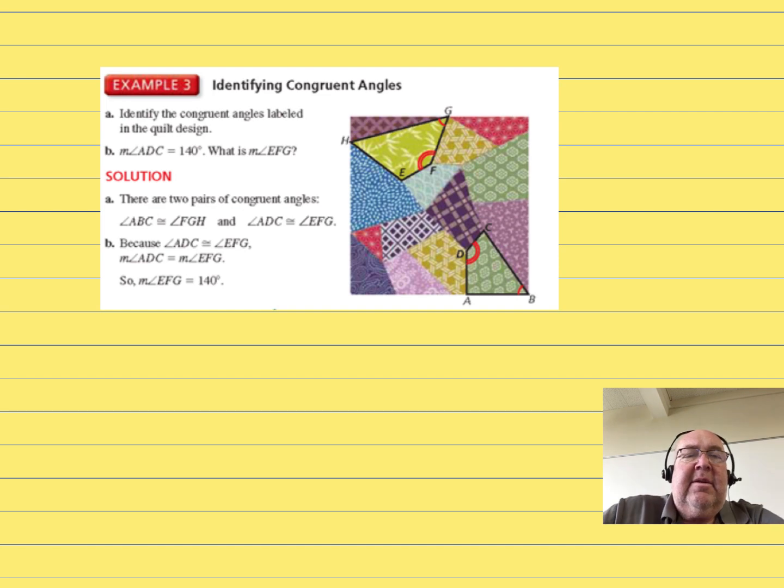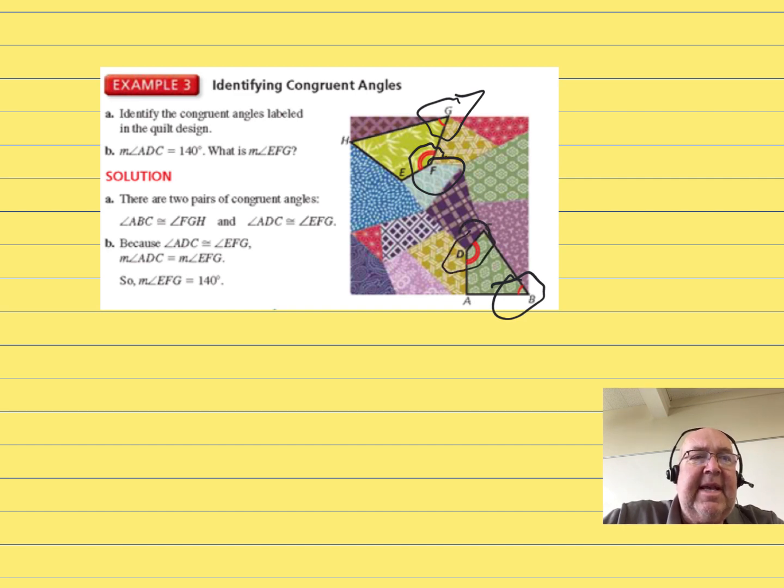We want to look at being able to identify congruent angles. I mentioned earlier that we'll show congruency with little half circles or quarter circles. You can see on the drawing here that we have two angles that are congruent here, two angles that are congruent here with the same symbol. So we want to be able to prove or determine the measure of angle EFG, which is this angle going from here to here. We want to prove what that is.